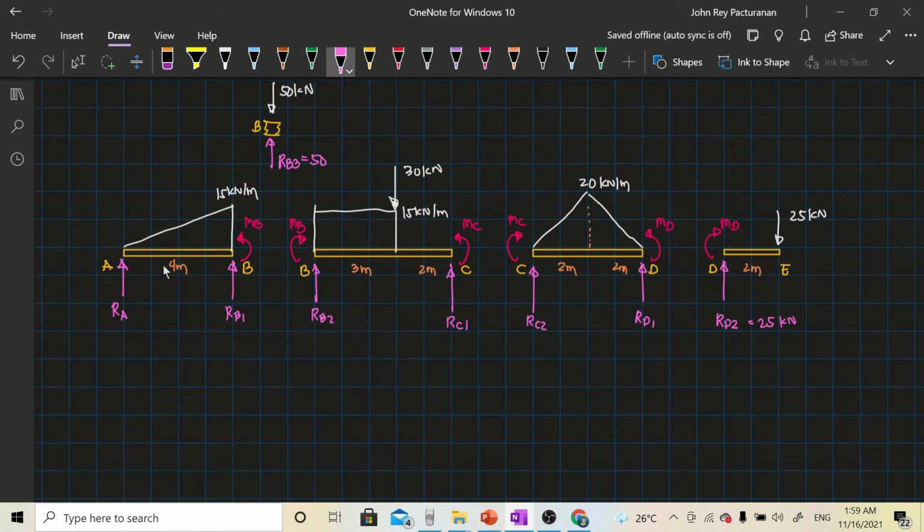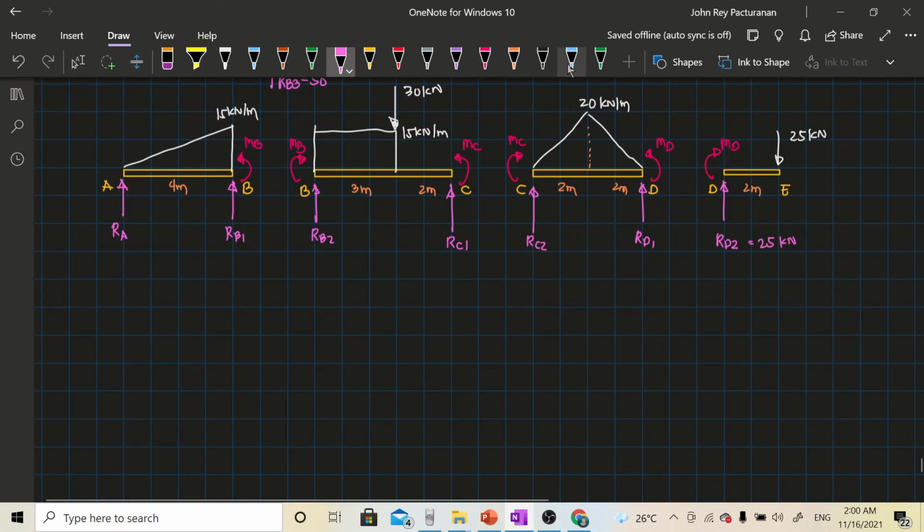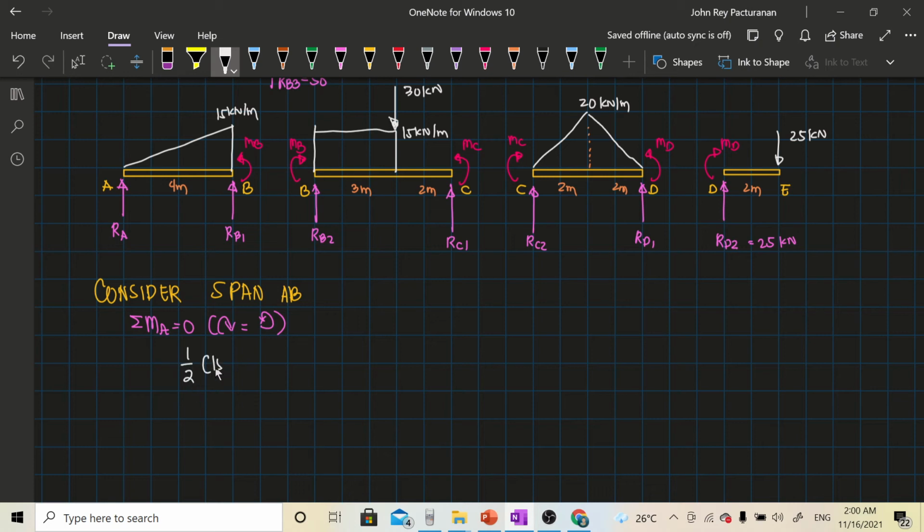So, let's start in span AB. So, syempre, consider span AB. Here, ang mangyayari, you can use either summation moment or summation forces vertical, no? So, siguro, summation moment at A is equal to 0. So, clockwise moment equals counterclockwise moment. So, for the clockwise moment, yung only clockwise moment is the triangular load, 1/2 ng 15, tapos 4, and 2/3 ng 4 because its centroid is located here, that is 2/3 of 4.